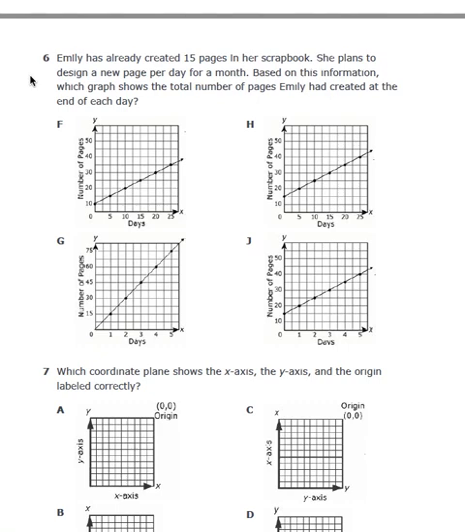Question 6. Emily has already created 15 pages in her scrapbook. She plans to design a new page per day for a month. Based on this information, which graph shows the total number of pages Emily had created at the end of each day? Graph F, Graph G, Graph H, Graph J.